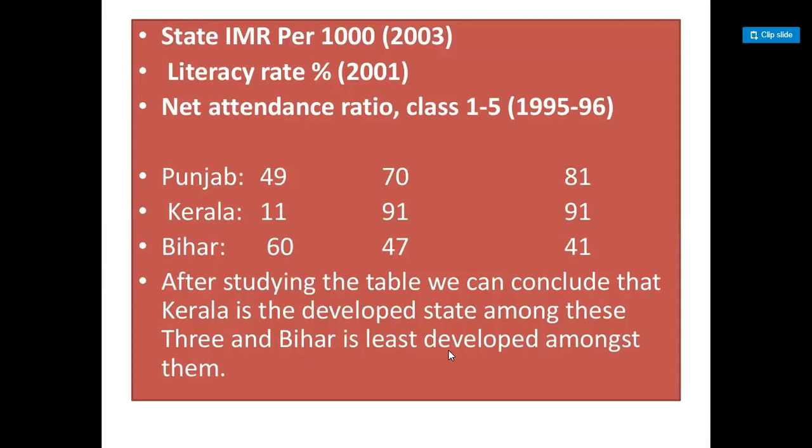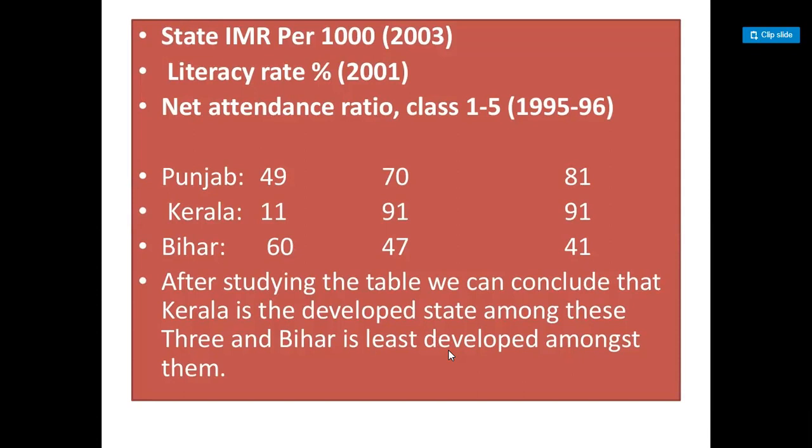So the death toll is measured by infant mortality rate, which is the number of deaths of children under 1 year of age per 1,000 live births. Per 1,000 live births, the number of deaths of children under 1 year of age is considered as the IMR, infant mortality rate.